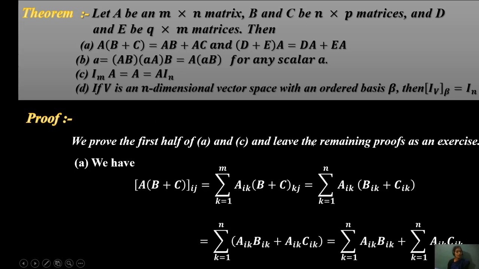We prove first the parts A and C. We have A(B + C) at ij equals the summation k equals 1 to n of Aik times (B + C)kj, which equals the summation k equals 1 to n of Aik (Bkj + Ckj). Expanding, this is the summation k equals 1 to n of Aik Bkj plus the summation k equals 1 to n of Aik Ckj.